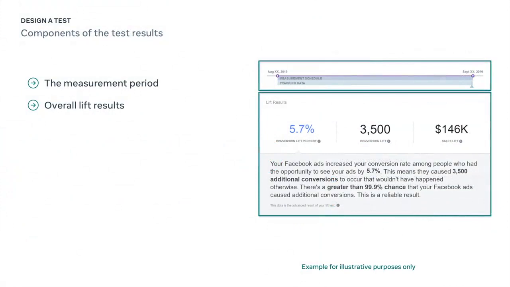Here's an overview of what you can expect when you run a conversion lift test. The measurement period and your overall lift results, which shows the conversion lift percent, the conversion lift number, and the sales lift. The conversion percent shows the percent difference in conversions between people who did and did not have the opportunity to see your ads during the test.